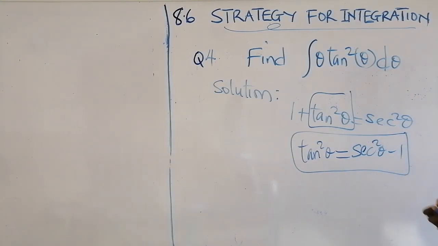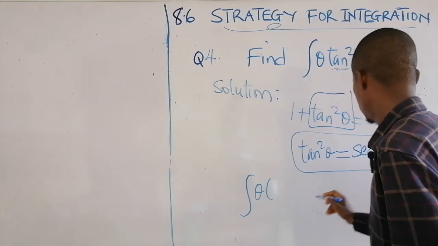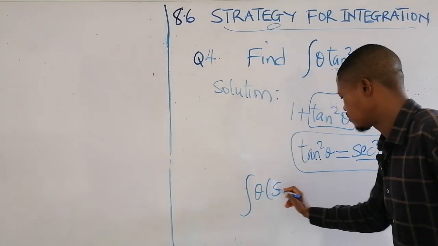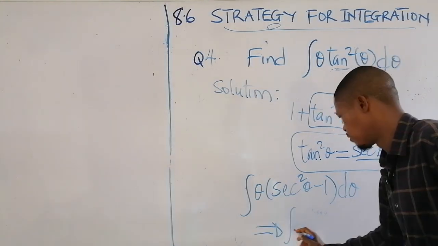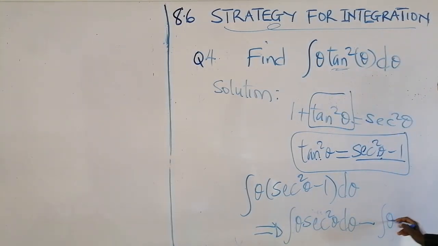The reason for doing this, the bone of contention, is that there's no direct integration table for tan squared theta. We can now go back to our question. We have theta times this one. Anywhere you see tan squared theta, we plug in this value. So we have this. You can open the bracket: integral of theta sec squared theta, minus integral of theta. So that's what we have now.